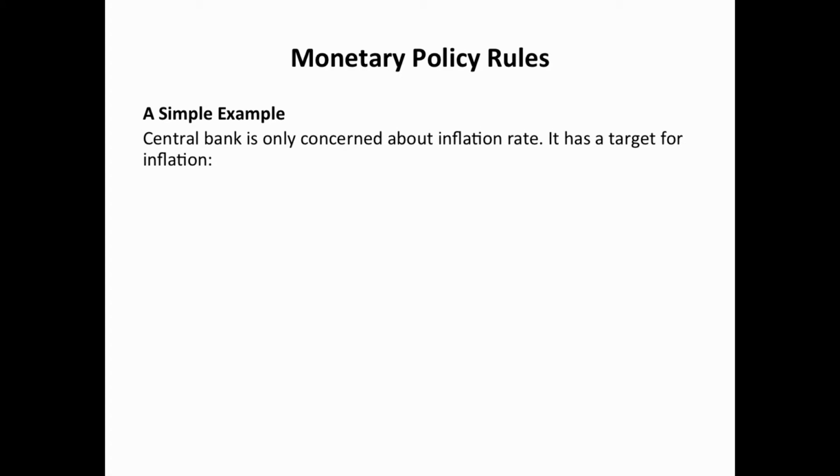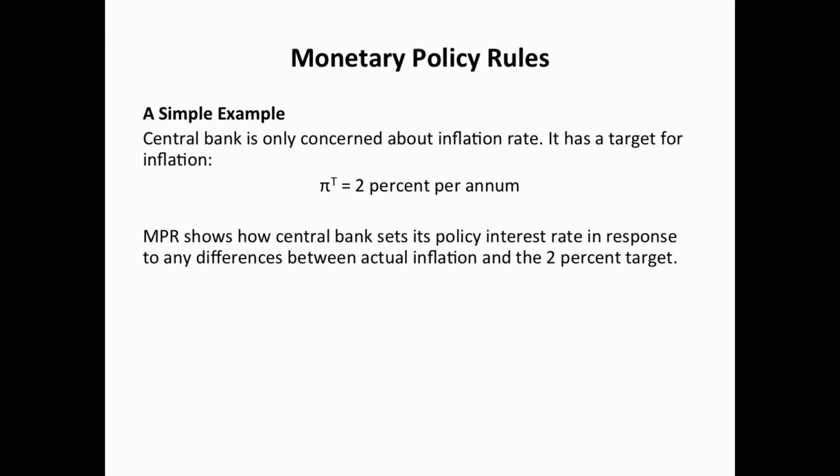Let's take a simple example. Suppose a central bank only cares about the inflation rate. In fact, let's suppose that it has an annual inflation target of 2%. A monetary policy rule can be used to show how the central bank sets its policy rate in response to deviations of actual inflation from its target.